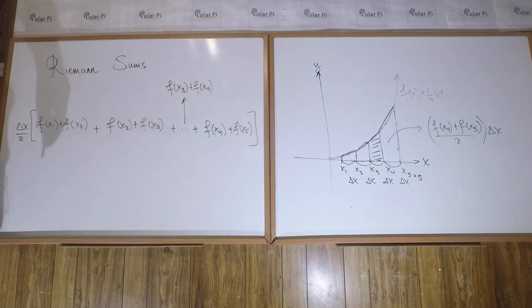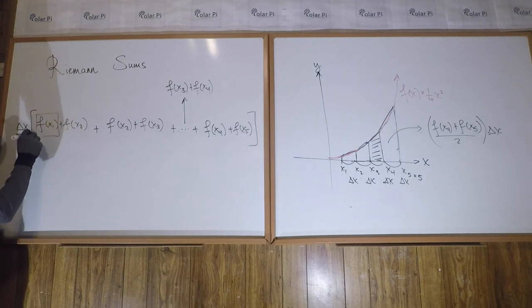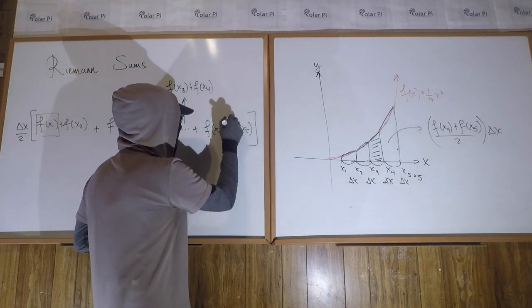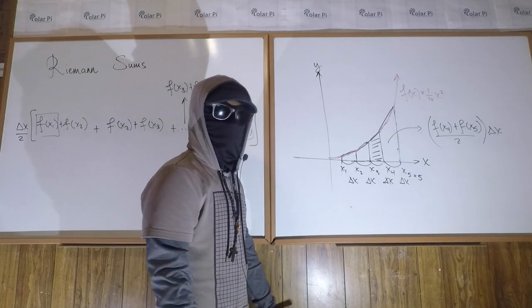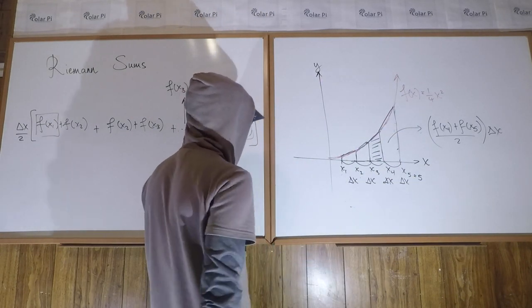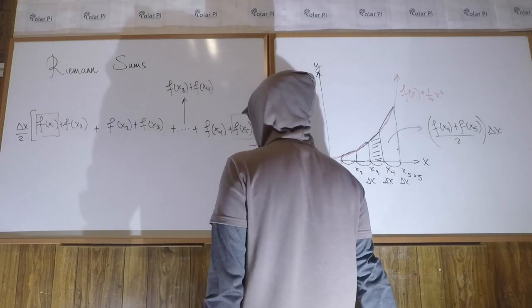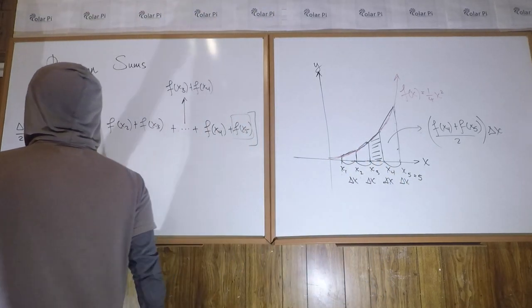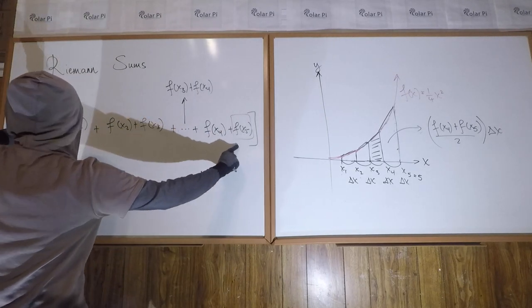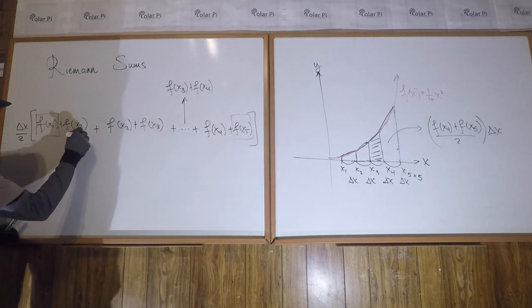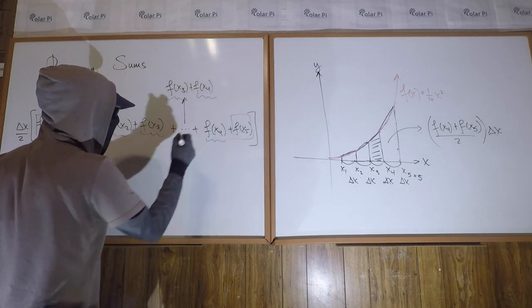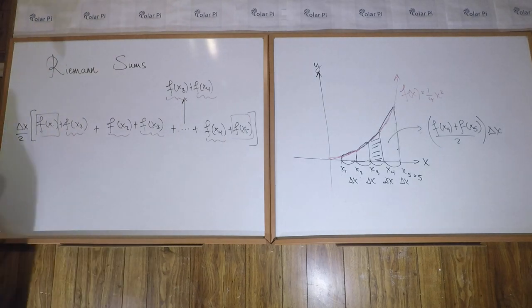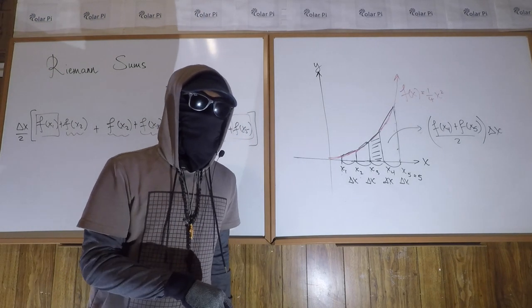So what's happening is, this guy and this guy, which are the leftmost and the rightmost points, those two are by themselves, so lonely. But the rest of them, there's two of each. This one, there's two of him. This one, there's two of him. This one, there's two of her.